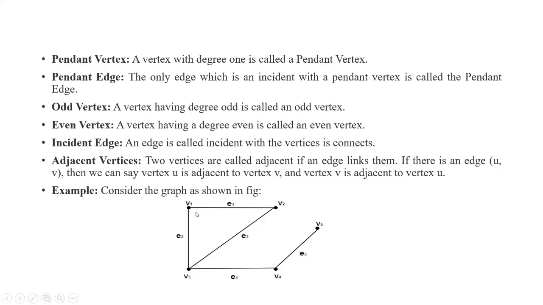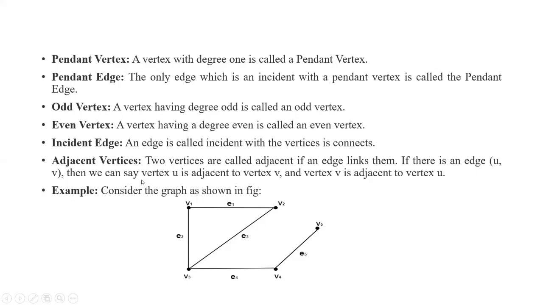V1 degree is even, V2 is even, and here V3 has degree 3, so it is an odd degree vertex. Also V5 has odd degree 1. So V3 and V5 are the odd vertices. An even vertex is one whose degree is even. Here V1 has degree 2, V2 is 2, and V4 is 2. So V1, V2 and V4, these three vertices, are the even degree vertices.